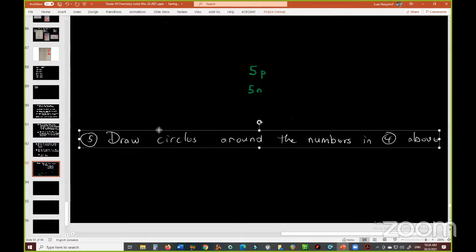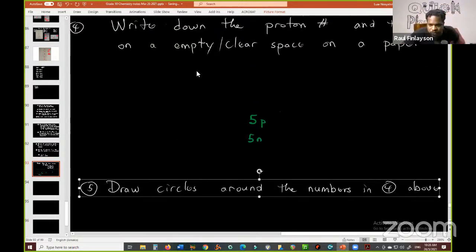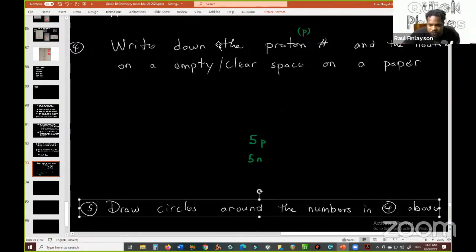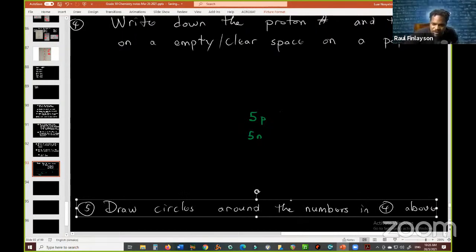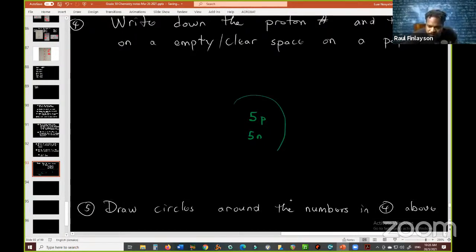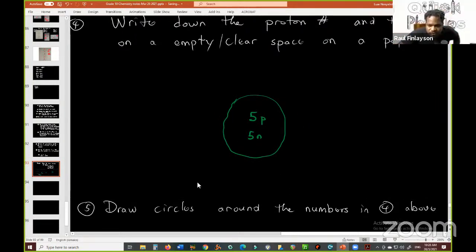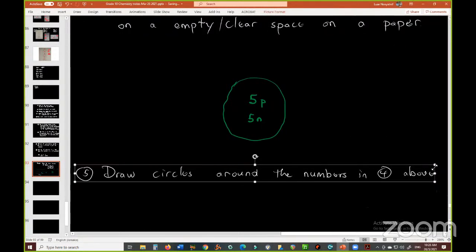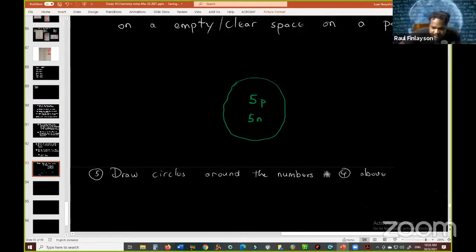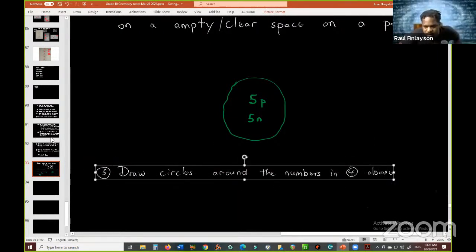All right. So 4 above says that after you do this, you do number 4 already. So what you're going to do is draw a circle around the numbers. So let's do that. We're going to draw a circle around it. And that's our circle. It doesn't have to be perfect, just as round as you can get it. You see that? Yes, sir. So number 5 is done already. See how fast we go through them.